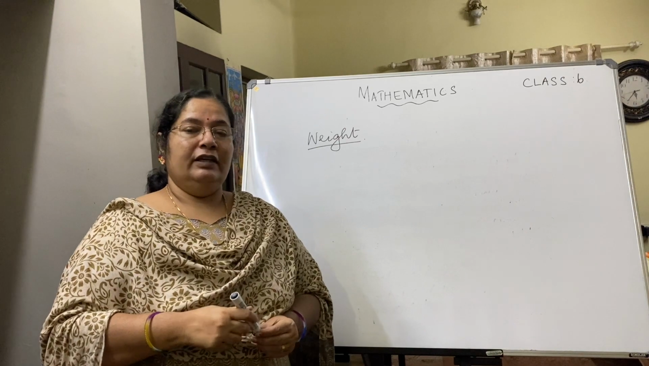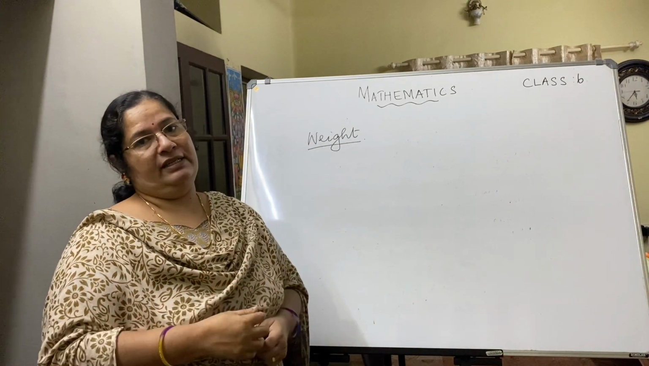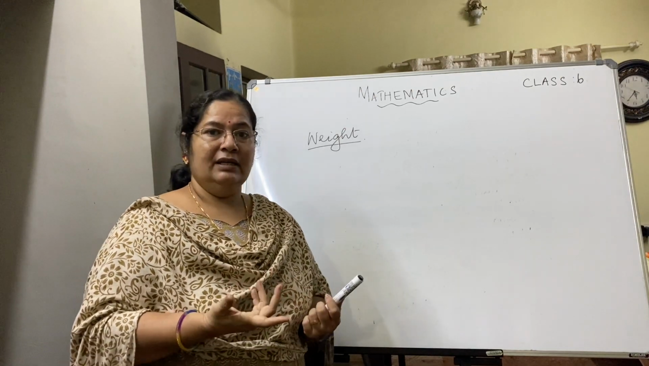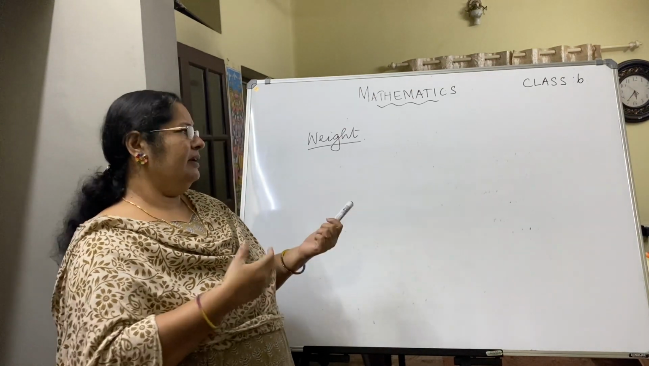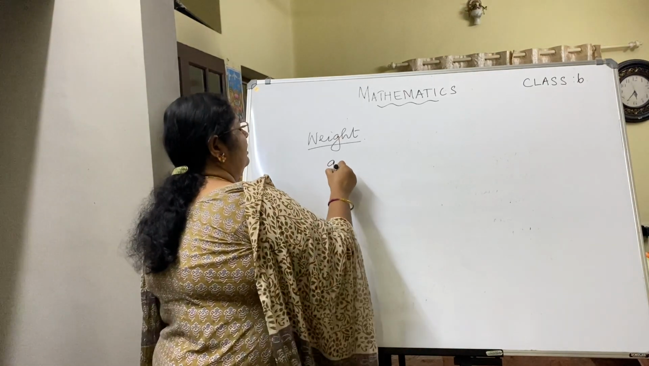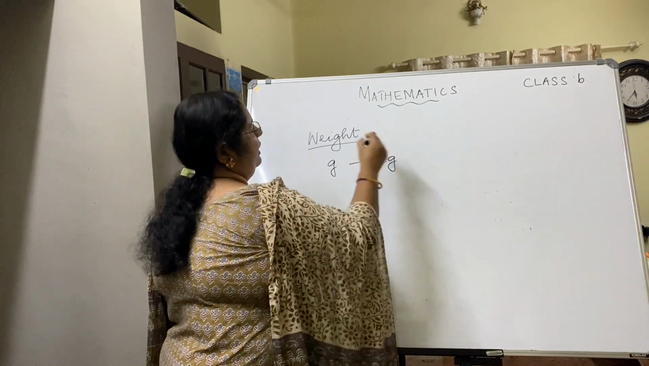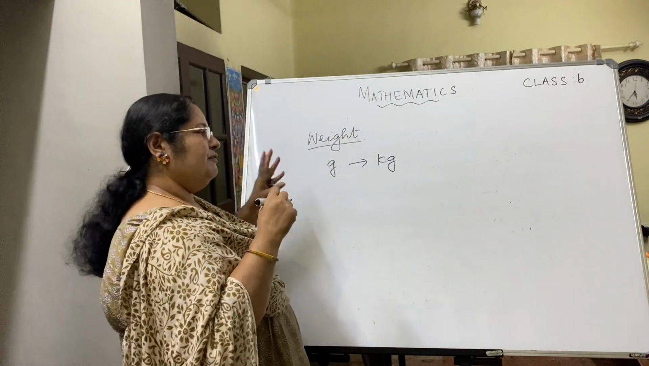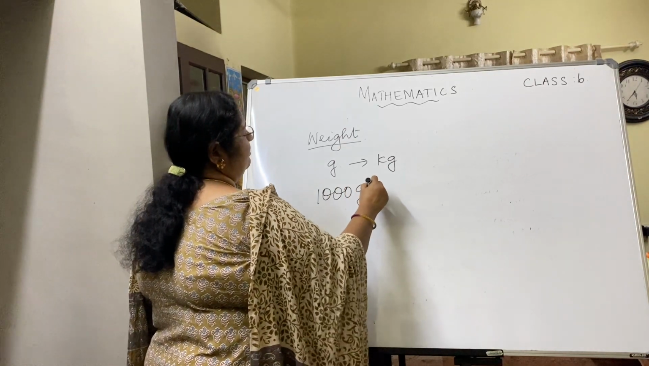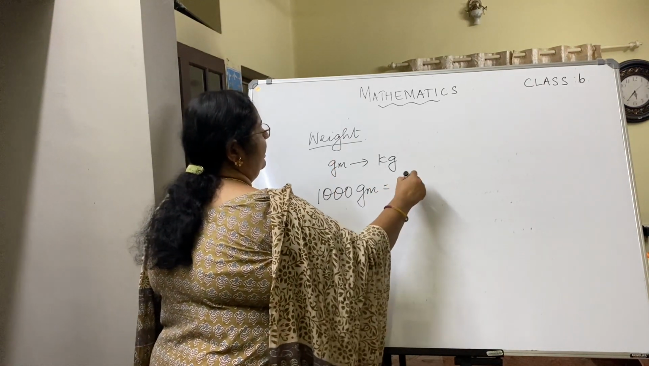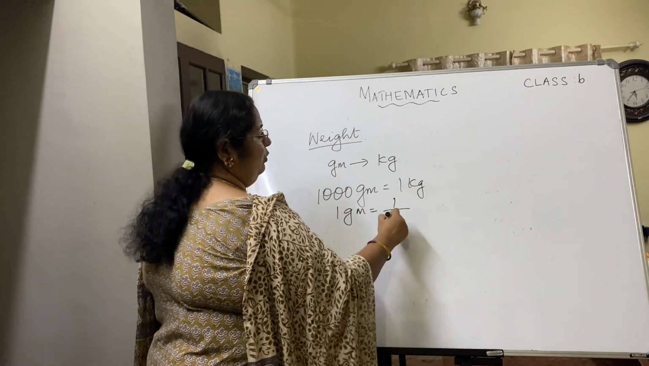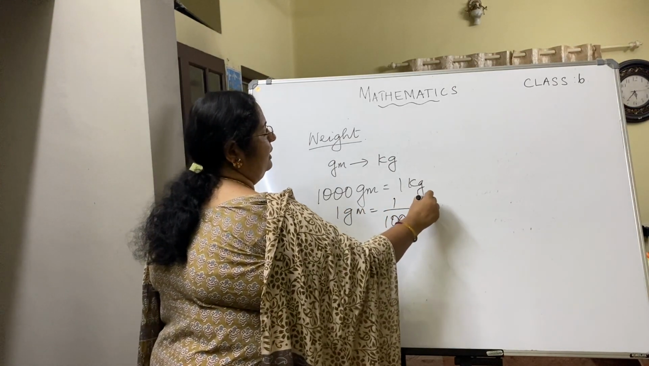Now we are going for the measuring unit of weight. What are the units for measuring weight? Gram and kilogram. So milligram is also there, but we are mostly concerned with gram and kilogram. So how you are going to convert this gram to kilogram using decimals? So find the relation between them. What is the relation? 1000 grams will be equal to 1 kilogram. So what is 1 gram? 1 gram will be equal to 1 by 1000 of a kilogram.